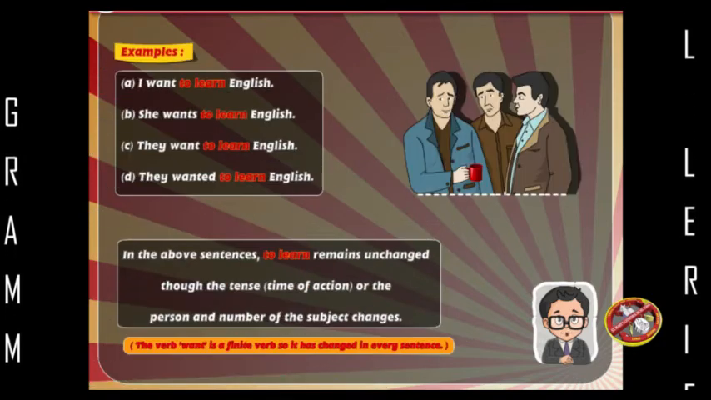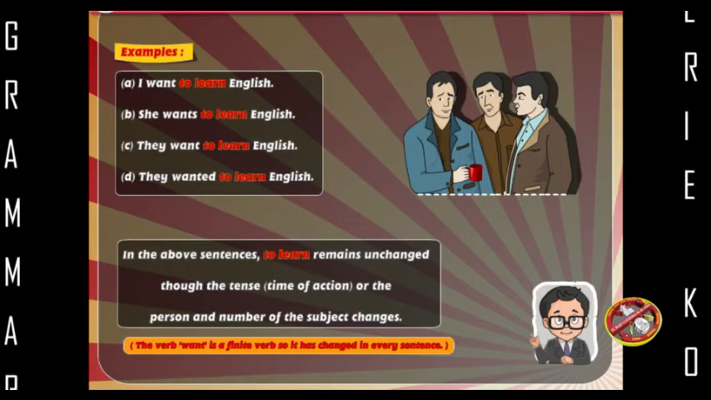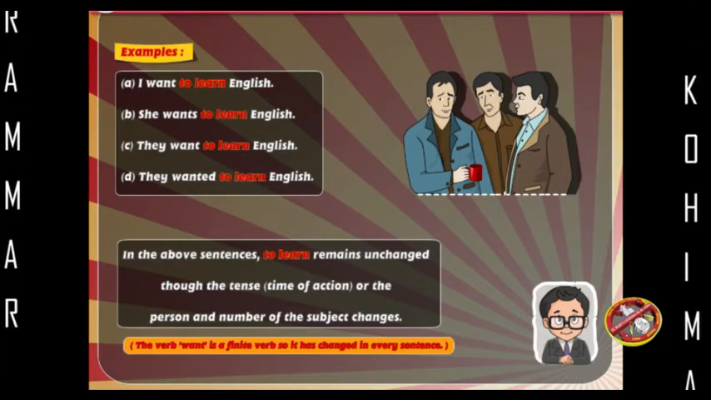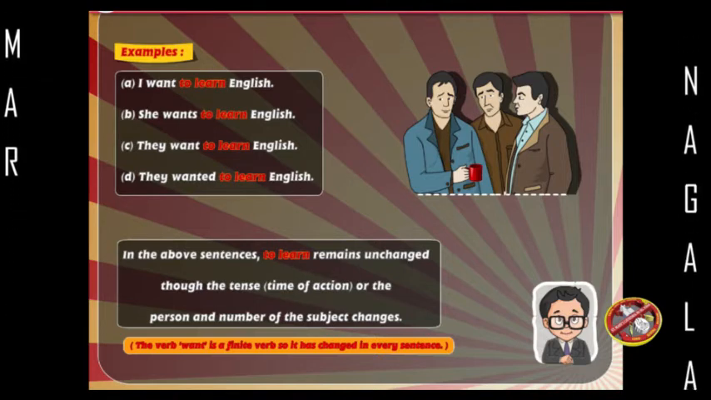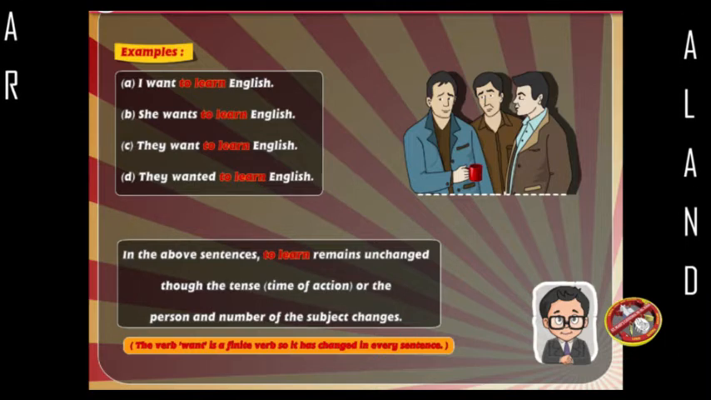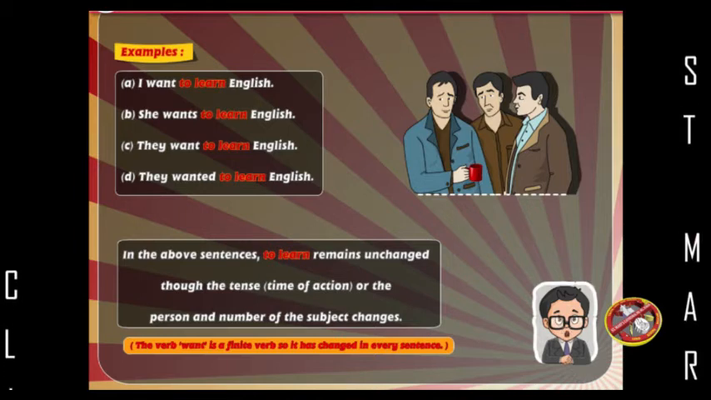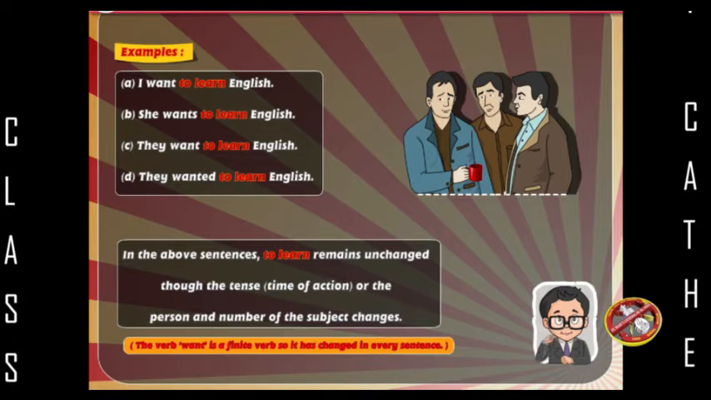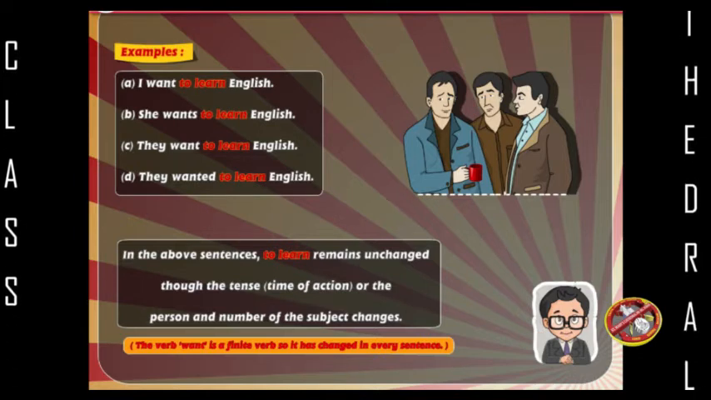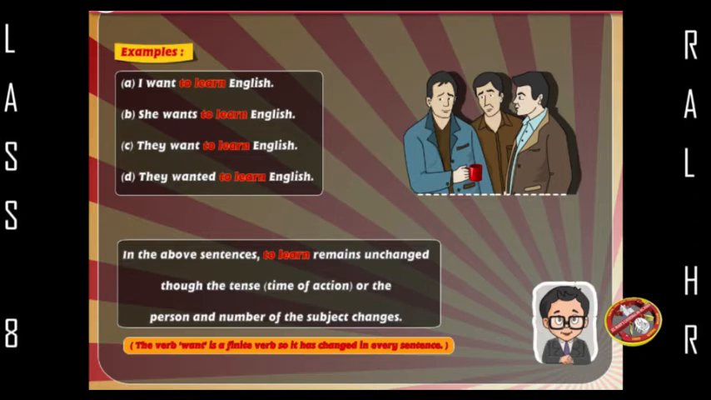Examples. I want to learn English. She wants to learn English. They want to learn English. They wanted to learn English. In the above sentences, to learn remains unchanged, though the tense, time of action or the person and number of the subject changes. The verb want is a finite verb, so it has changed in every sentence.